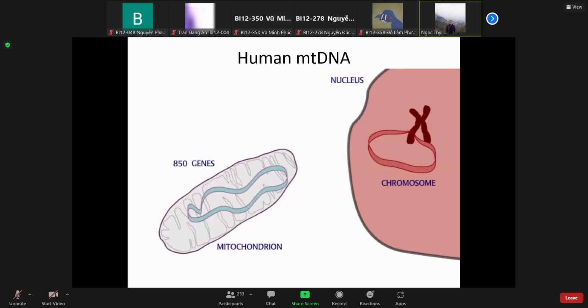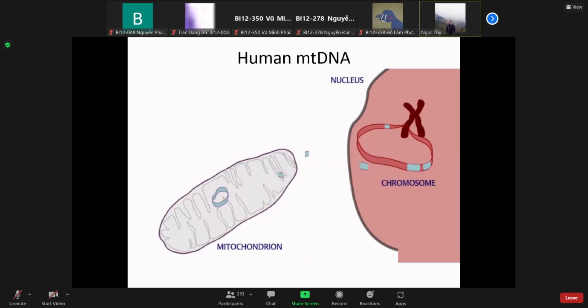Over time, genes for functions that could be provided by the host were lost. Also, some genes needed for respiration were transferred to the nucleus. Millions of years of evolution have resulted in small mitochondrial chromosomes.